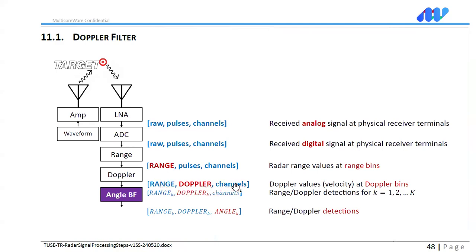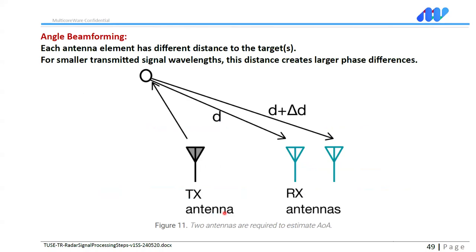Then you do processing on channels. You come up with the angles. But normally, this is a huge data. So what you do is after range and Doppler, if target is visible, you just select the targets and then do the angle beamforming just for those selected data. Okay, so angle beamforming, basic facts.